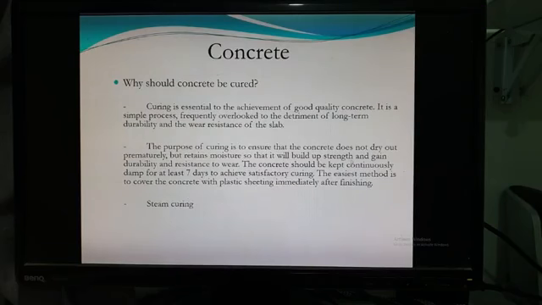So the easiest method is to cover the concrete with plastic sheeting after finishing. You can cover it with anything, basically a rag or plastic sheet or whatnot, to keep the moisture in the concrete as the curing process happens. But steam curing is usually done at the factory, so it's a lot more efficient than the method of just leaving the concrete to cure.